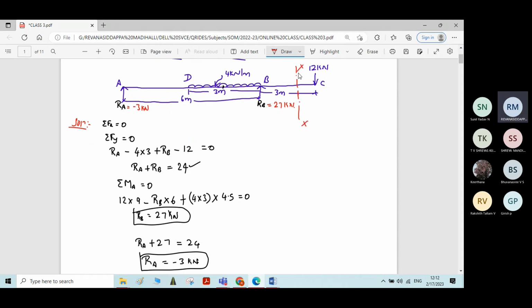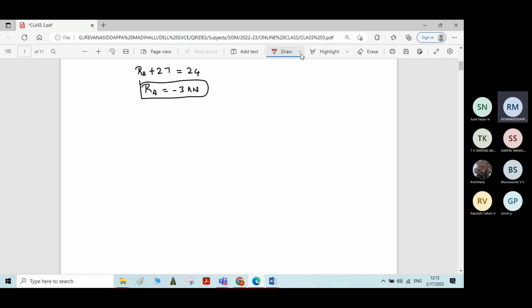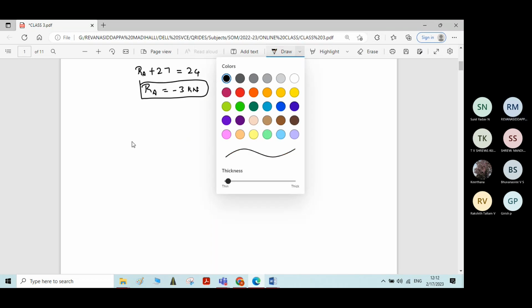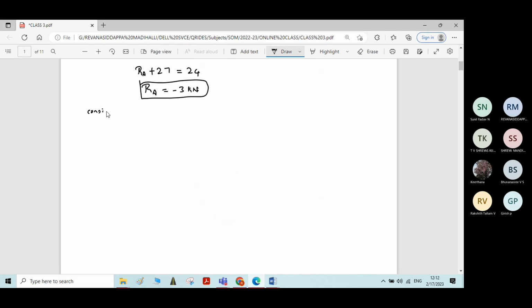Section XX at a distance X from the support A. Okay, below you can write a sentence. Consider a section XX at a distance X from left end or support A.